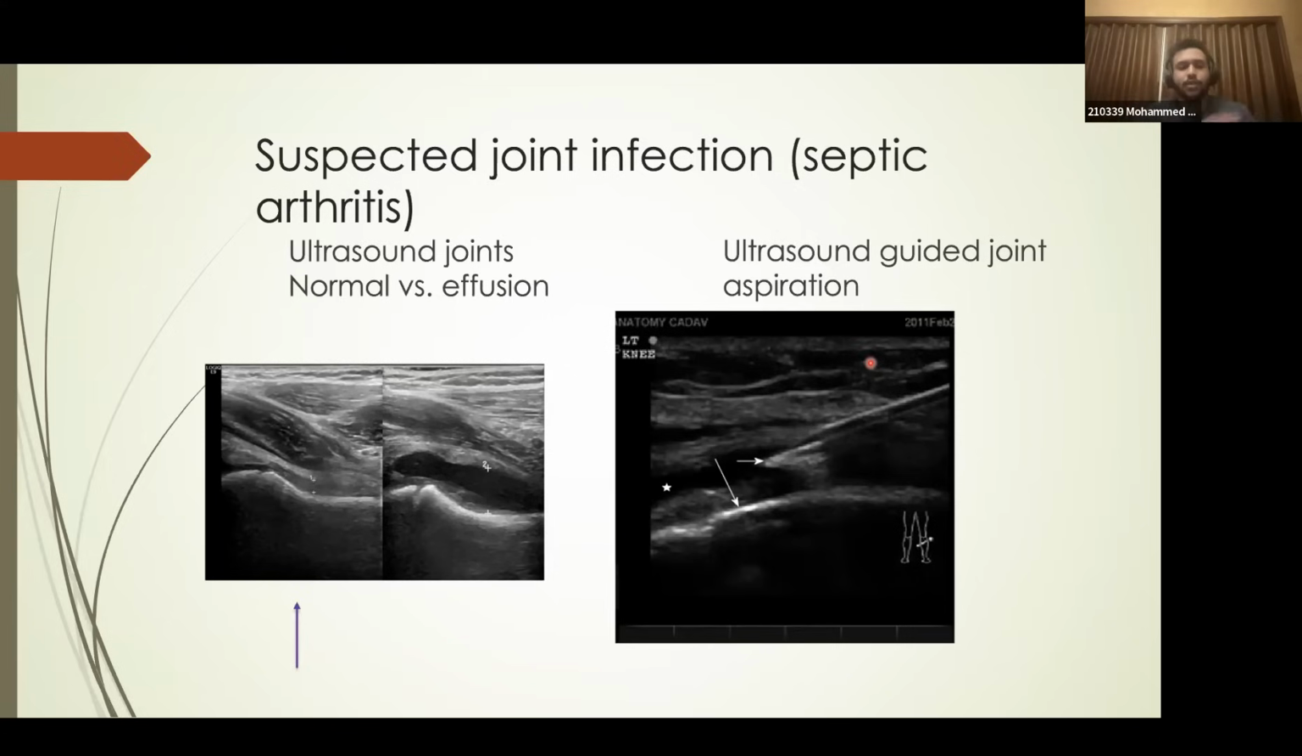The reason is it's an infection of the joint. This is a normal joint. You can clearly tell that there's no space. Here, there's accumulation of fluid.